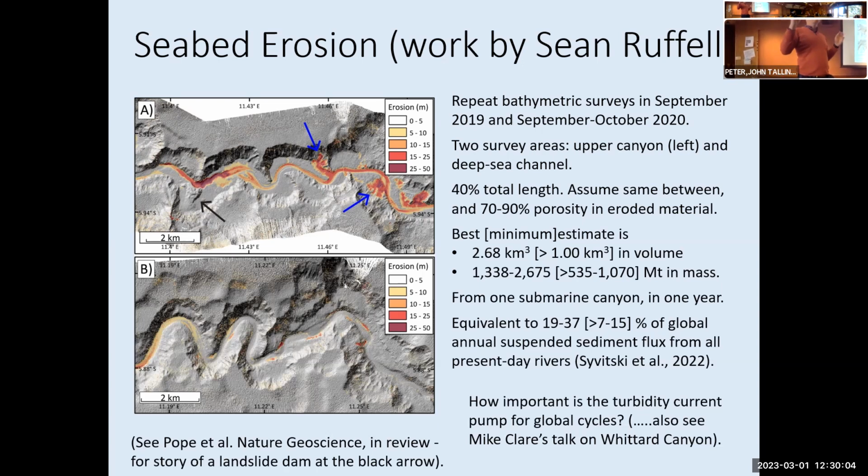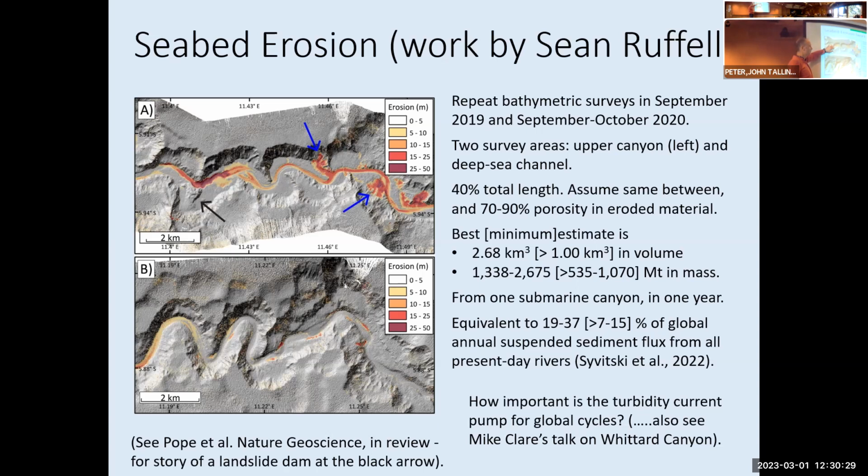Maybe it overbanked a bit, but most of it went out the end of the channel. It's a huge amount. It's equivalent to anywhere between 19 and 37% of the best guess of the annual river flux of sediment to the whole of the ocean from every river in the world. About a third of that went down just one submarine canyon over a couple of days in one part of the ocean. The other thing is the organic carbon.